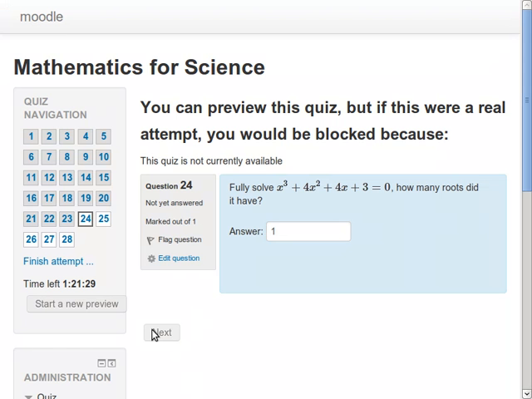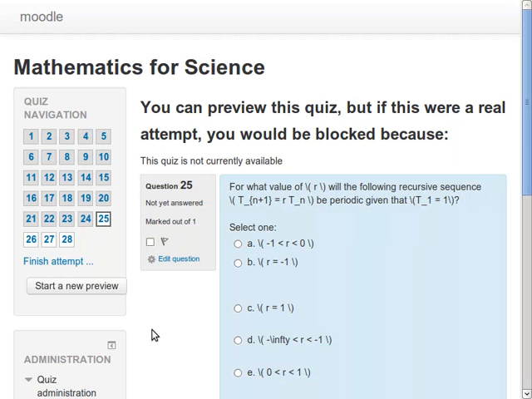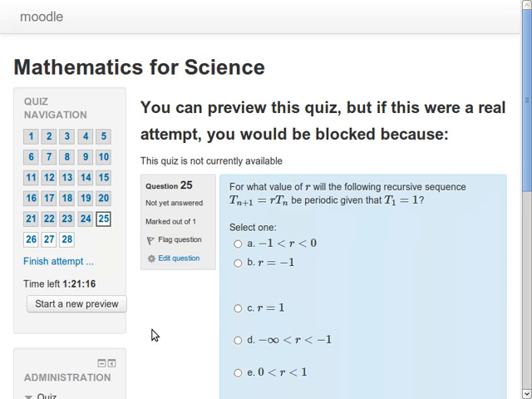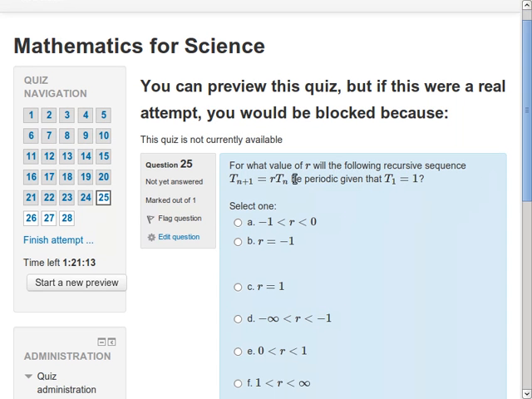Right, 25 now? Yep. Okay. Right, which is the only value that will make this sequence periodic? It was only -1. Because if r is -1, what will the sequence be? It'll be 1, -1, 1, -1, 1, -1. So only -1 makes it periodic. And we did this example in class.